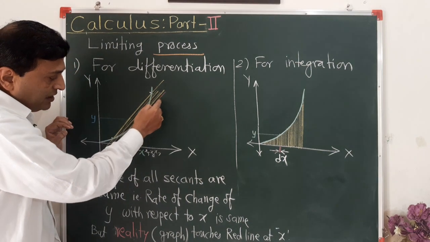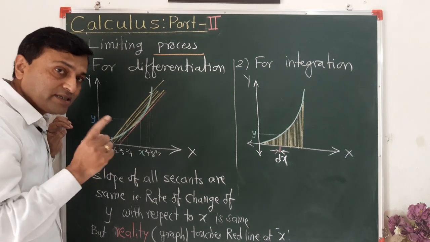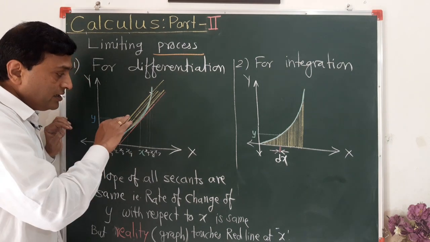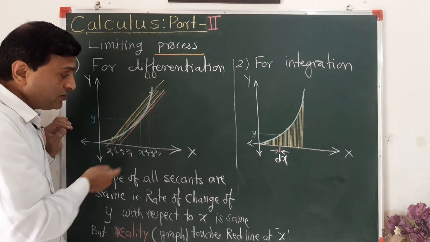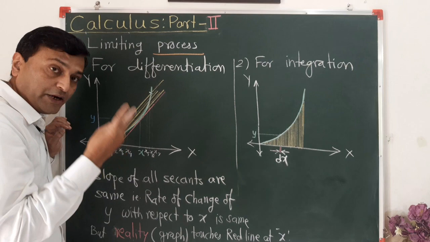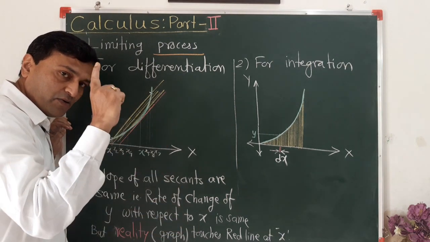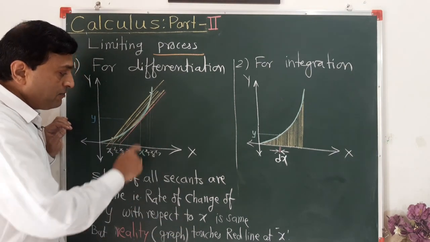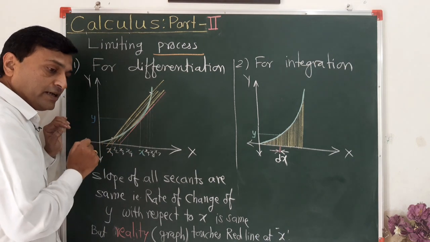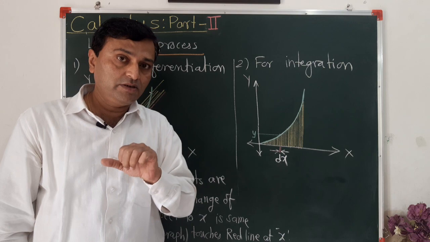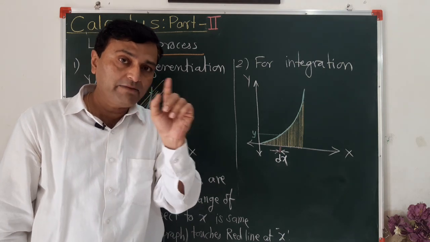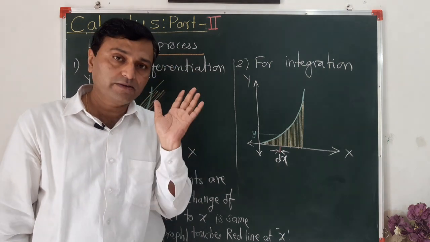Now this red color line is not a secant, it is converted into a tangent, because it is not cutting this graph at 2 points, it is cutting at 1 point. But this 1 point has basically no change, 1 point has never changed, 1 point is 1 point.